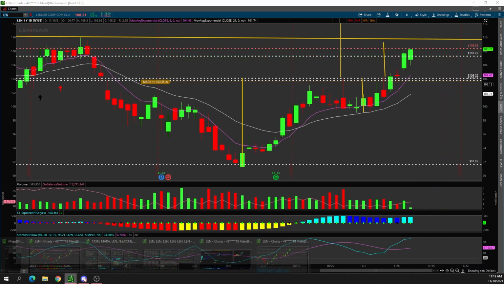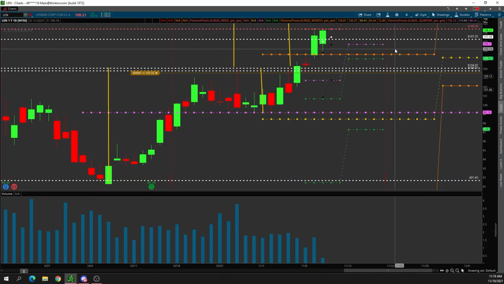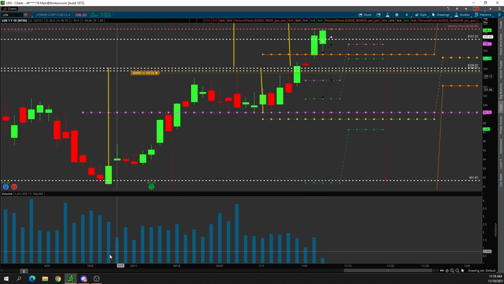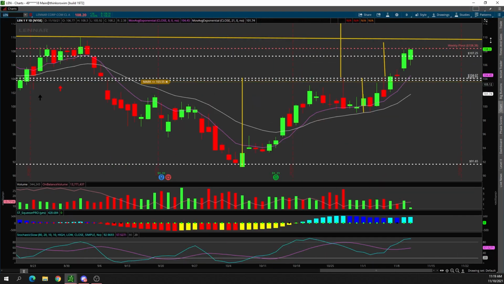So from there, all you need to do is plot these areas, color code them. You can even name them if you want. So if you right click, click edit properties, you could type weekly. You could type weekly pivot and then show the name on the right. As you can see right there, weekly pivot. So that way, when you come on over here, okay, there's my weekly pivot. This will be a resistance point for LEN.